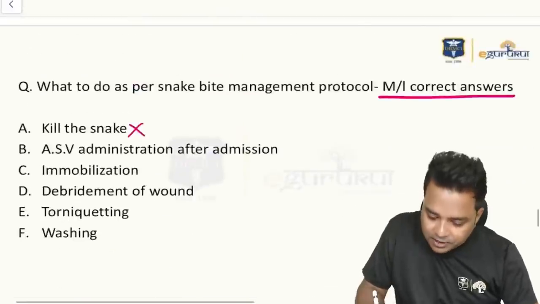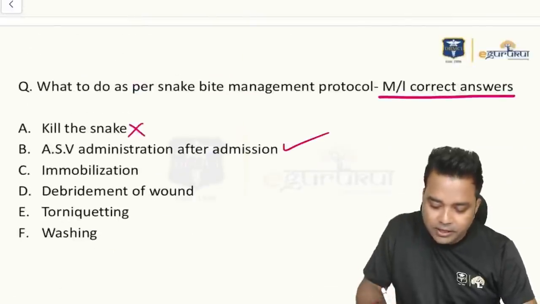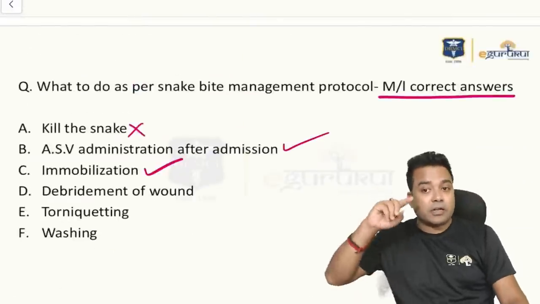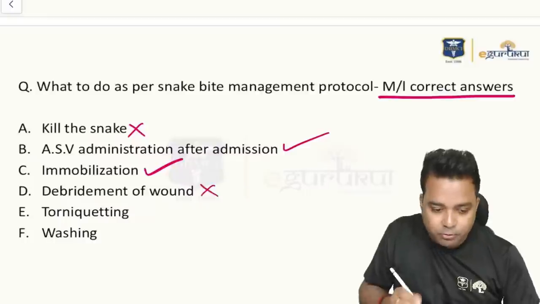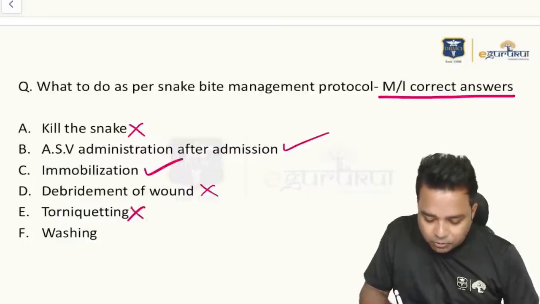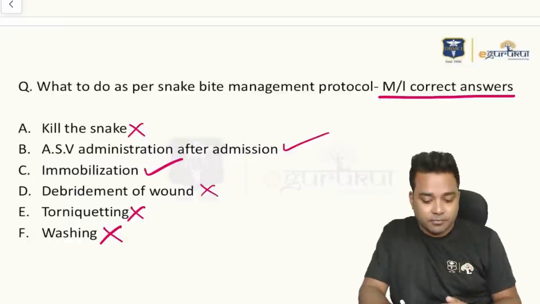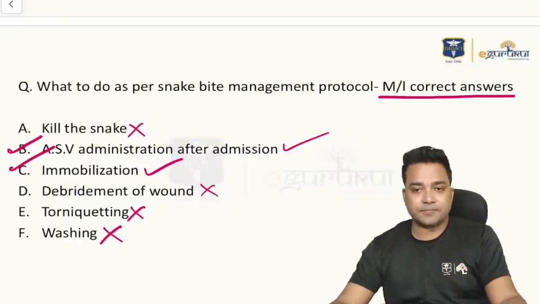So yes, ASV administration after admission is to be done. Immobilization is to be done as if the limb has fractured. Debridement never to be done. Tourniqueting never to be done. Washing never to be done. What is to be done? B and C. Only B and C.